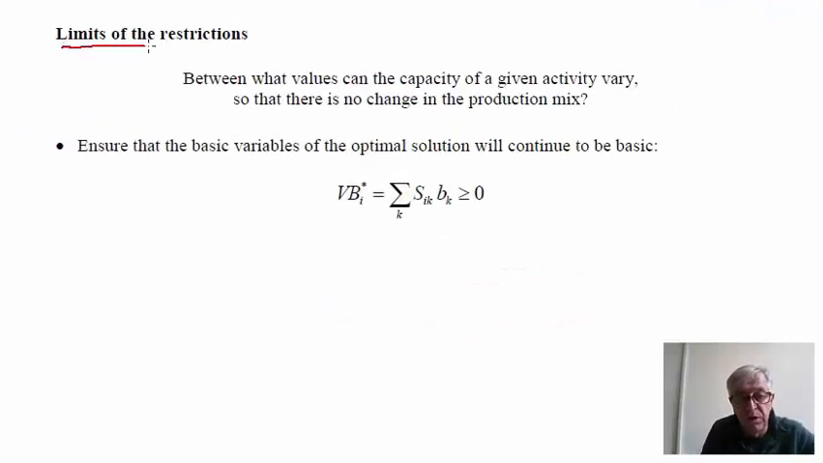Let's consider now the limits of the restrictions. In this case, we want to evaluate the interval of variation of these coefficients so that the list of basic variables in the optimal solution remains the same. So these coefficients, the coefficients of the limits of the restrictions, are involved in the definition of the value of the basic variables. So we are going to use this expression, and we are going to impose that the current basic variables remain with a positive value.